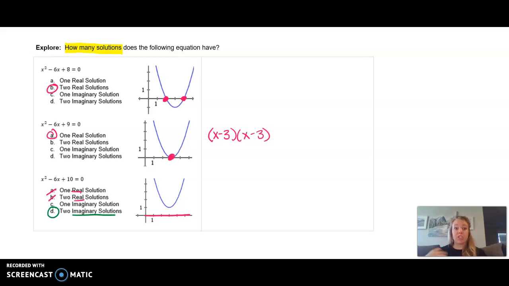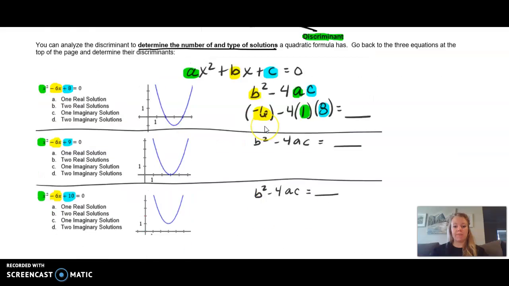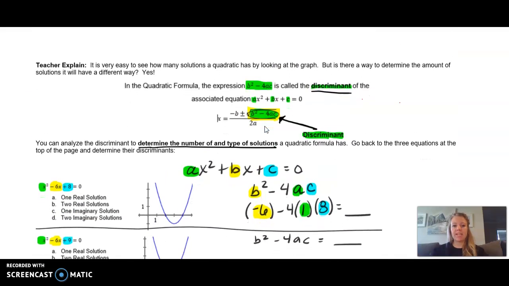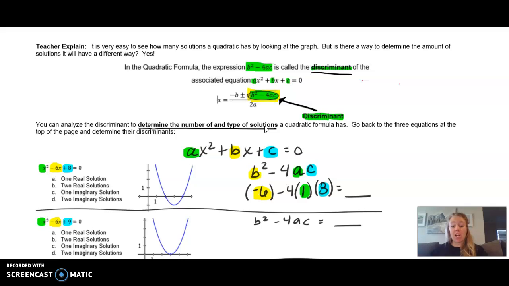So what we're going to do is be able to predict what types of solutions we have. We're going to be able to answer these questions without having the graph. This is a very important skill that you're going to need to know. They're going to test it on your test. They're going to ask you on common assessments, and it's something called the discriminant. So the discriminant is just the little part inside the square root. In that quadratic formula that we talked about today, the expression b squared minus 4ac, they call that the discriminant. So say it to yourself, discriminant.